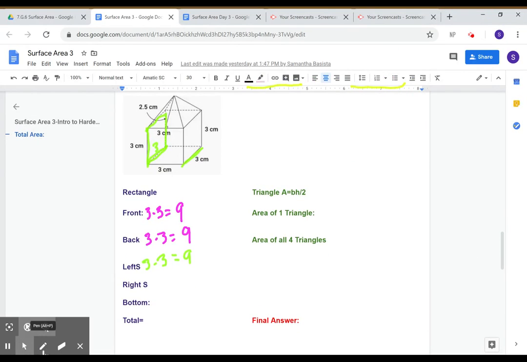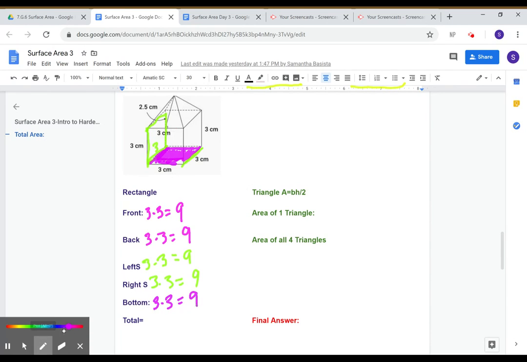And then my right side is the same as the left, 3 by 3, which is 9. And we do need to find the bottom of this figure because that is still there. So I'm looking at the bottom. I'm going to find the area, right? Which is 3 by 3, which is 9.